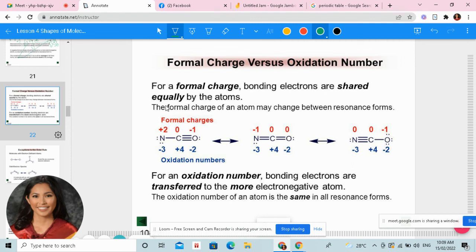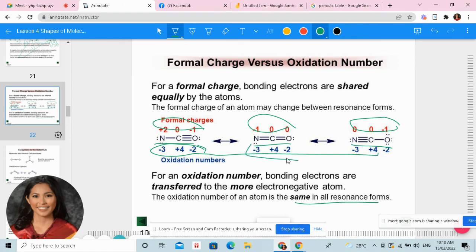Now, we also have formal charge, where bonding electrons are shared. The formal charge of an atom may change between resonance forms. As you can see here, we have structure 1, structure 2, structure 3, but the formal charges change: +2, 0, -1. However, the oxidation number does not change. In an oxidation number, bonding electrons are transferred to the more electronegative atom. The oxidation number of an atom is the same in all resonance forms. As you can see, it doesn't change.